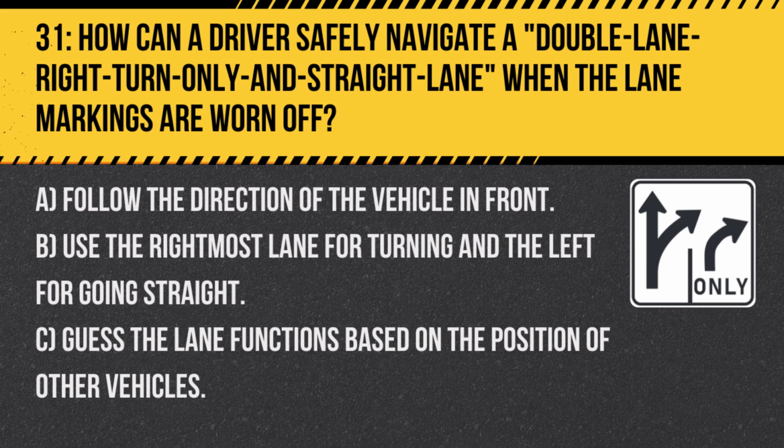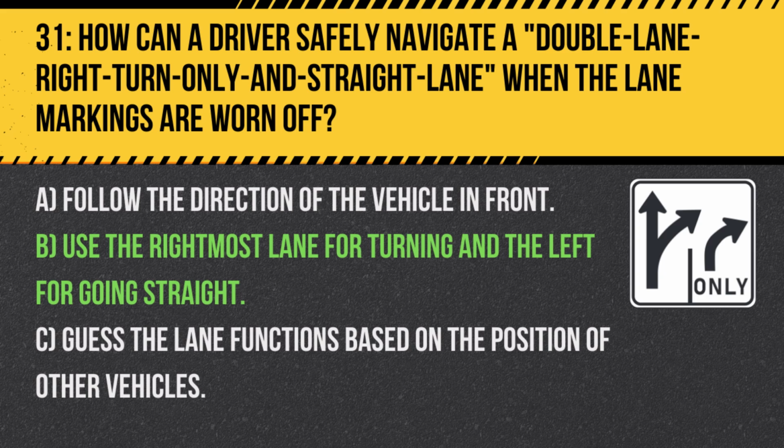Question 31. How can a driver safely navigate a double-lane right turn only and straight lane when the lane markings are worn off? A. Follow the direction of the vehicle in front. B. Use the right must lane for turning and the left for going straight. C. Guess the lane functions based on the position of other vehicles.